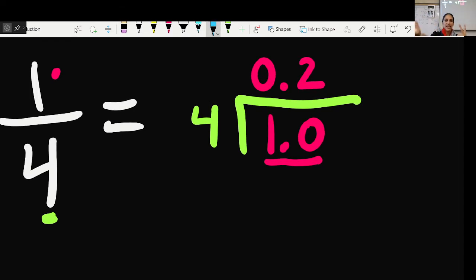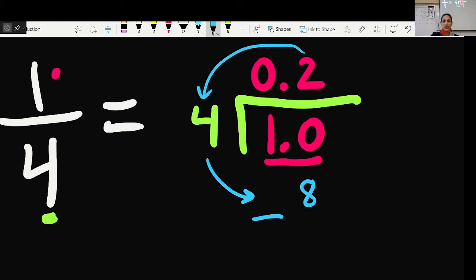I'm not quite done yet. What would be my next move? 4 times 2. So we're going to multiply this, and we get 8 when we do that. And then we subtract these, and what do I get? I get a 2. So again, 4 doesn't go into 2. So what's our move whenever we run into that problem? We just throw another 0 because we're not actually changing anything.